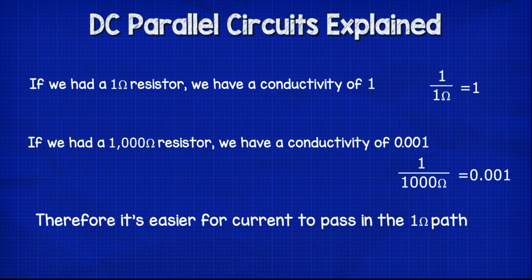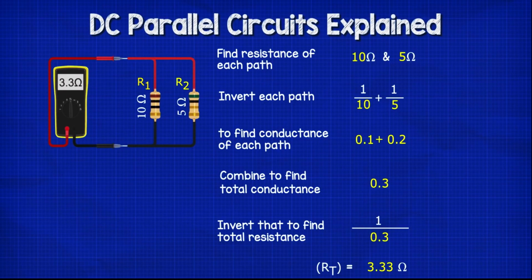If we had a 1 ohm resistor, then we have a conductivity of 1. If we had a 1000 ohm resistor, then we have a conductivity of 0.001. So you can see that it's going to be easier for the electricity to pass through the 1 ohm resistor because it has a better conductivity. So once we work out how conductive each path is, we add them together to find our total conductivity. As we saw a moment ago, we can convert that back to resistance by taking the reciprocal. So 1 divided by the total conductance gives us our total resistance.